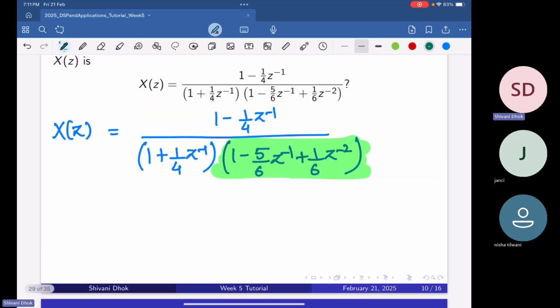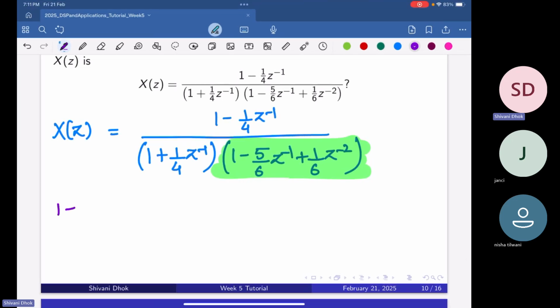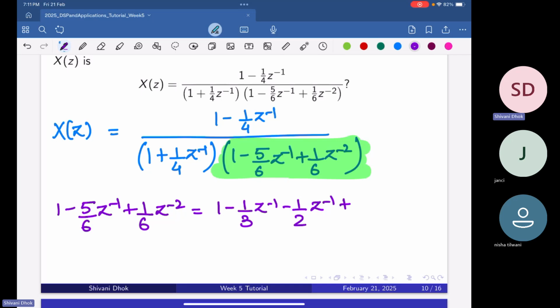So this particular part here, 1 minus 5 by 6 z inverse plus 1 by 6 z to the power minus 2, is equal to 1 minus 1 by 3 z inverse, into 1 minus 1 by 2 z inverse.